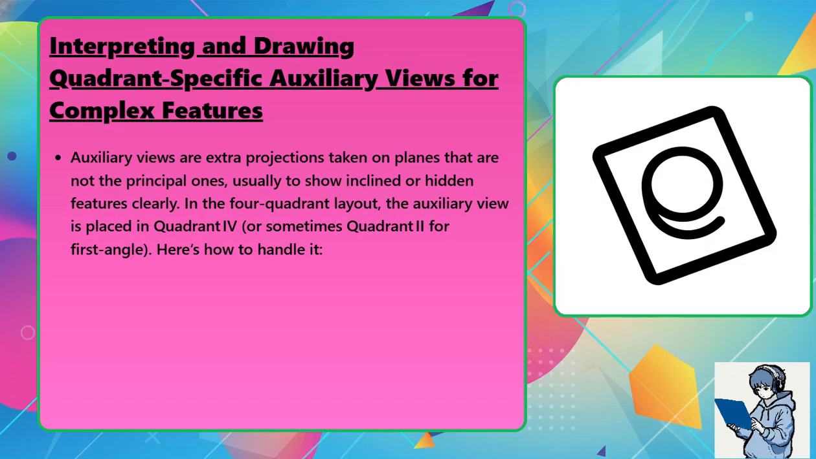Auxiliary views are extra projections taken on planes that are not the principal ones, usually to show inclined or hidden features clearly. In the 4-quadrant layout, the auxiliary view is placed in quadrant 4, or sometimes quadrant 2 for first angle. Here's how to handle it.